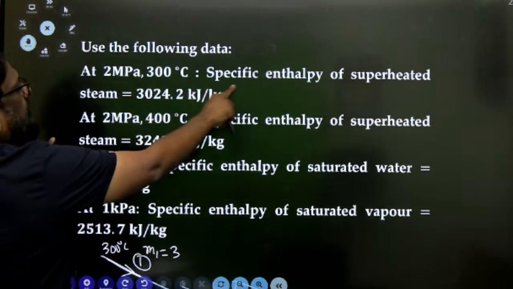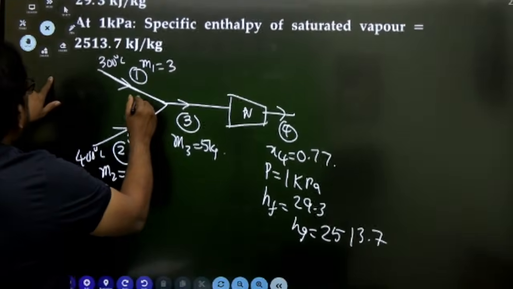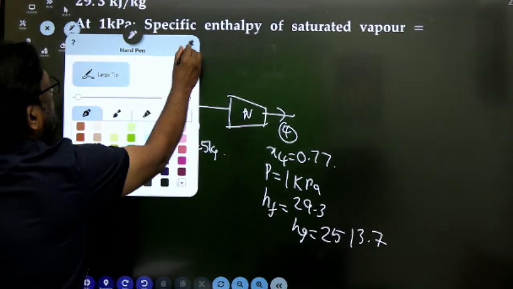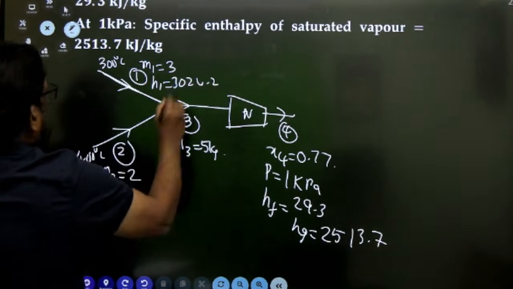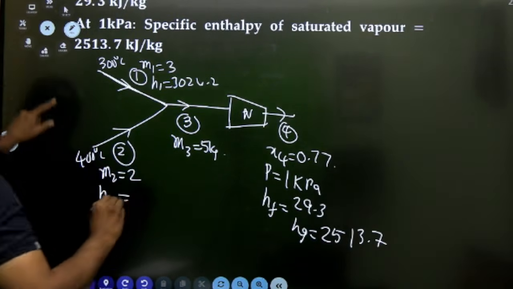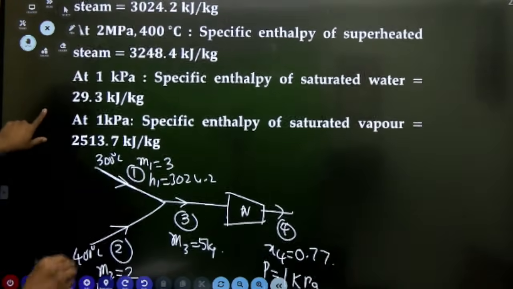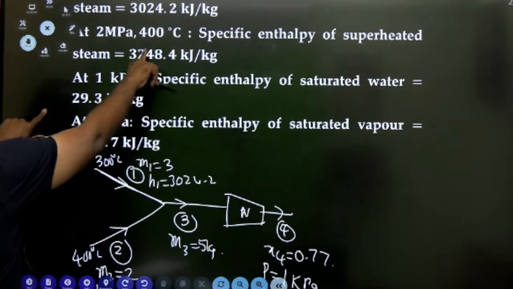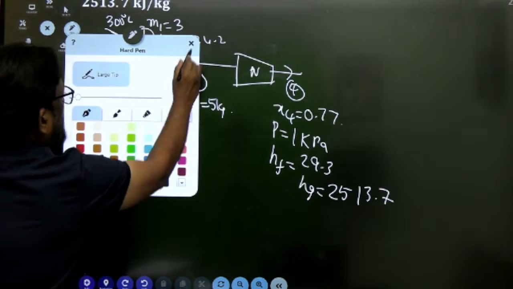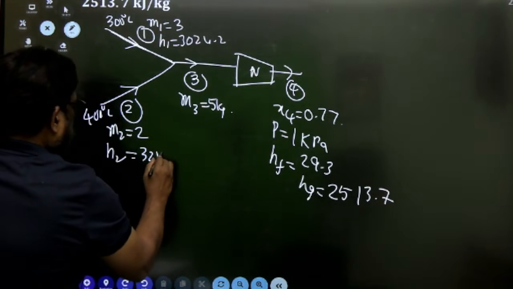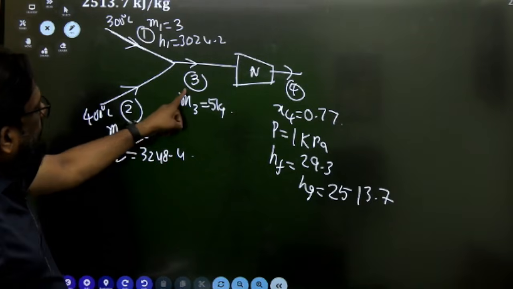At 2 megapascal, 300 degrees centigrade, the enthalpy of superheated steam is 3024.2. So here the enthalpy is 3024.2, and this enthalpy is also given at 400 degrees centigrade: 3248.4. Okay, now can I calculate the enthalpy at this?